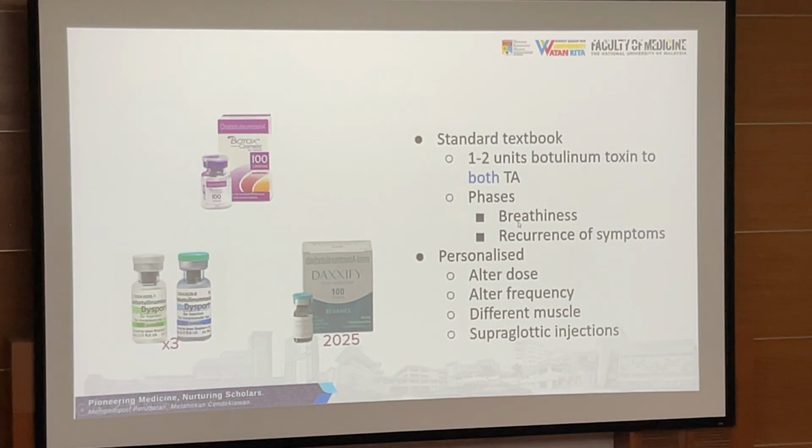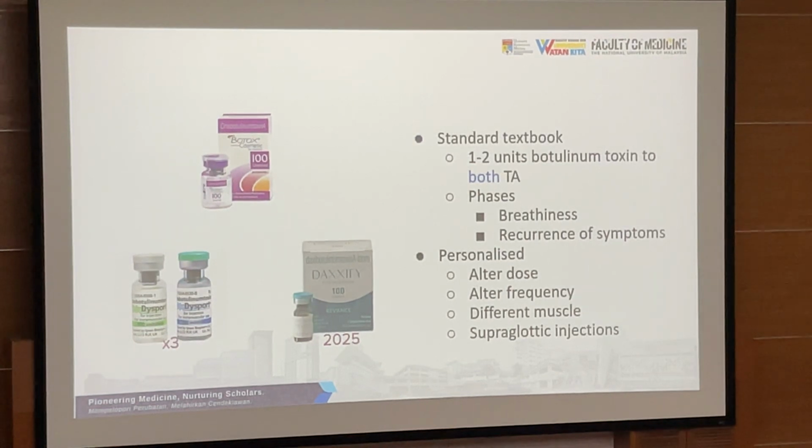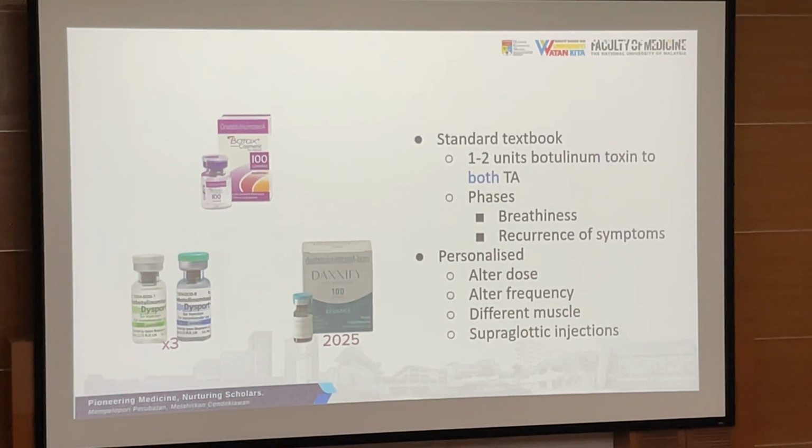The first phase is the breathiness phase. That will take 1 month. After that, the patient will have a good voice. Then in the last phase, there will be recurrence of symptoms again. So once you inject the botulinum toxin: breathy, normal, recurrence. Breathy, normal, recurrence. That's why you need to repeat the botulinum toxin injection to the target muscles.